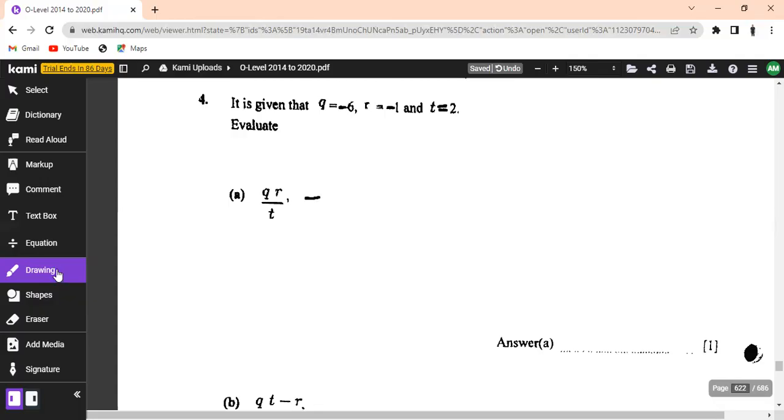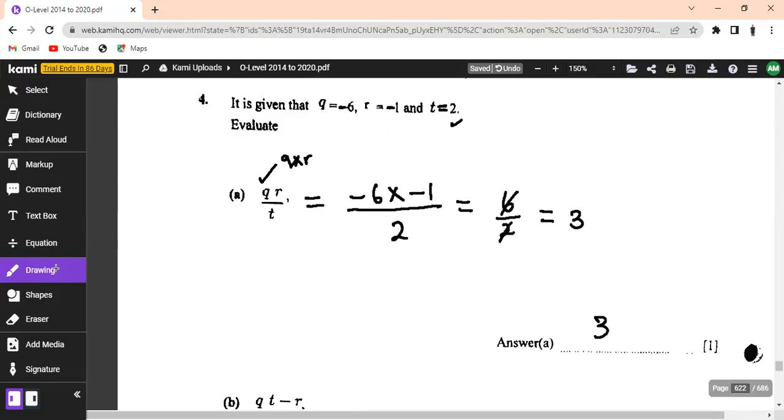This one is just a matter of substituting, guys. In place of Q, our Q in this case is negative 6. So it's negative 6 times, that is Q times R, that is QR. Our R in this case is minus 1, everything over T. Our T in this case is 2, so you substitute the value of T here, which is 2. This is going to give us a negative times a negative, that's a positive. So it's going to be positive 6 over 2. And if you simplify, this is going to give us 3. So our answer in this case was 3.